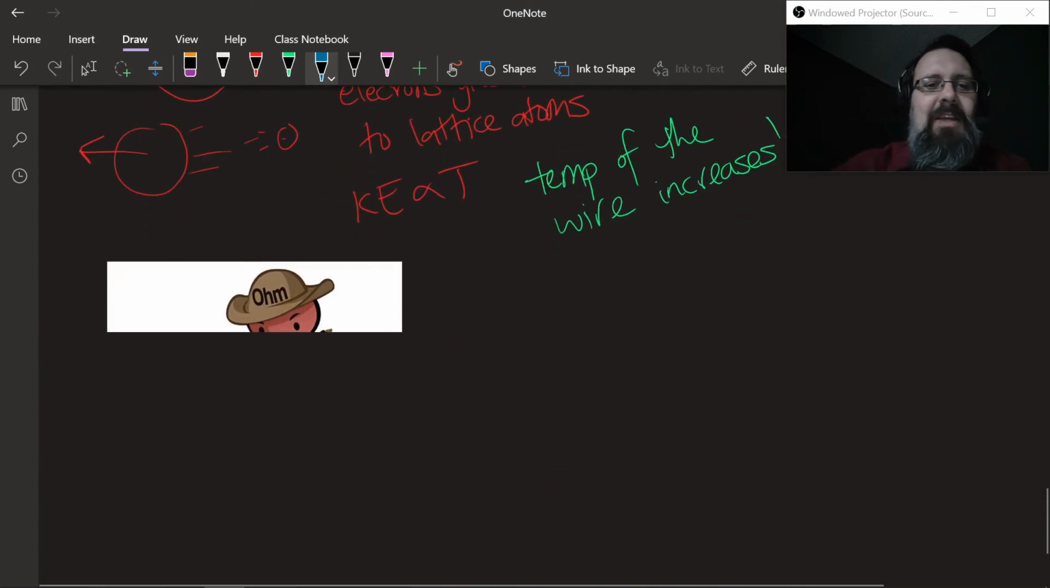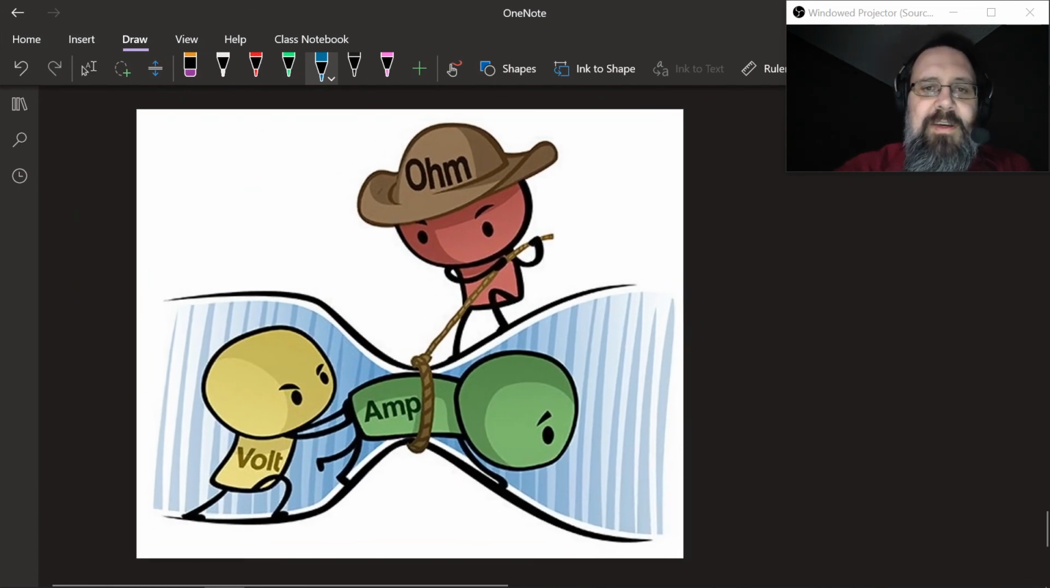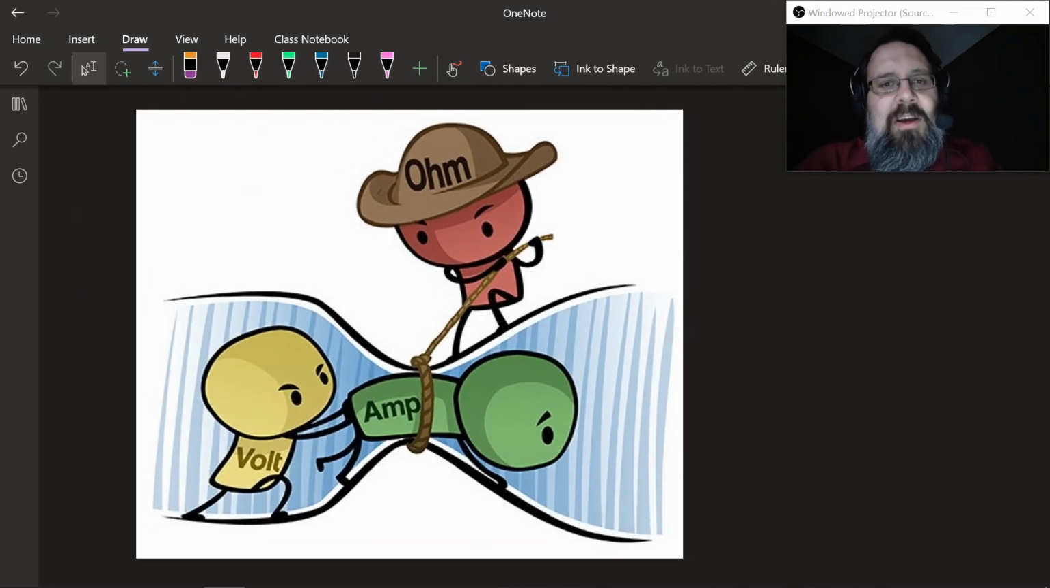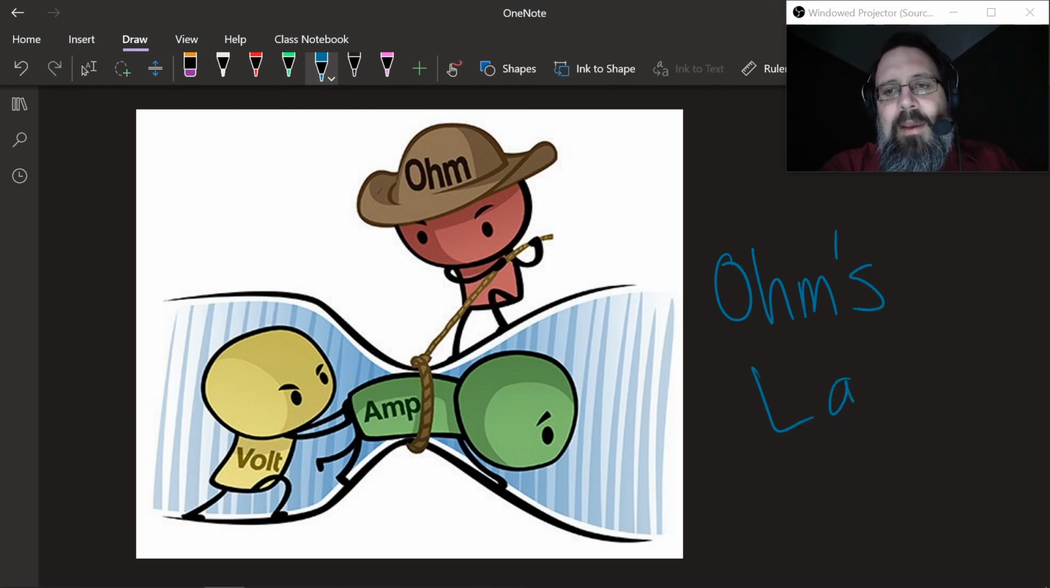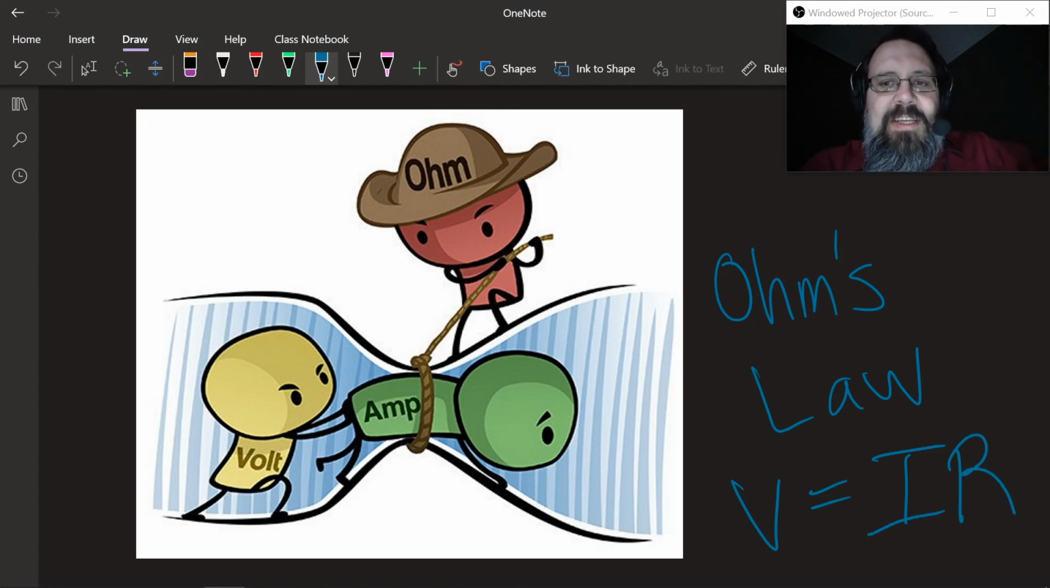Okay, that's it. So I'm just going to give you guys a quick little preview here of the next lesson, which is going to be on a thing called Ohm's law. And Ohm's law is an equation. It says V equals IR. So V is the voltage, I is the current, and R is the resistance.